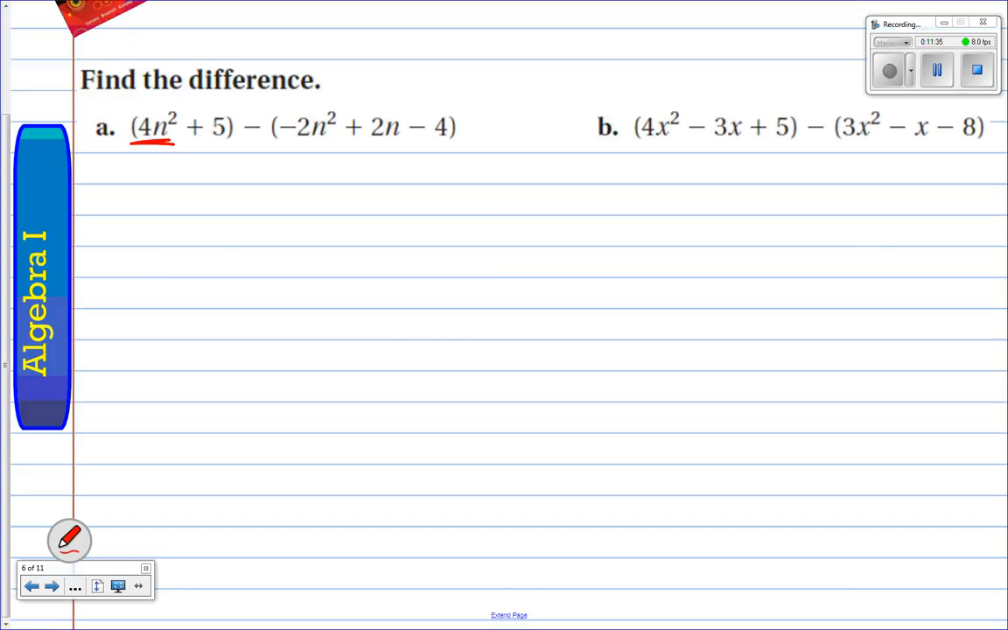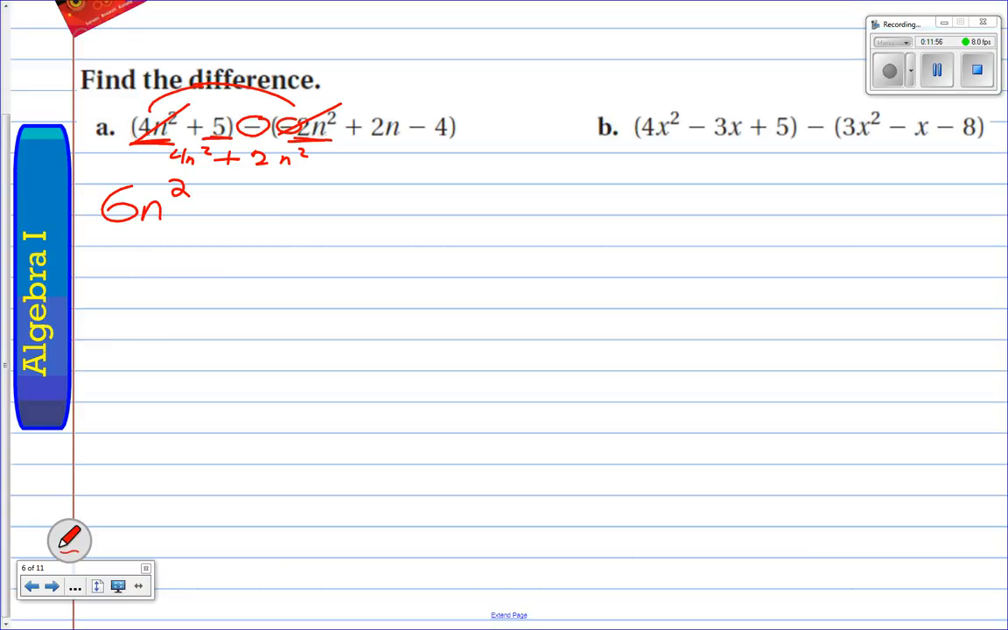4n squared. So I look for other n squareds. There's one right there. So I have 4n squared minus a negative 2n squared. 4n squared minus negative 2n squared. So that's plus. So I have 6n squared. Those are done.